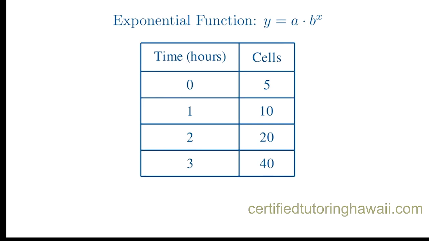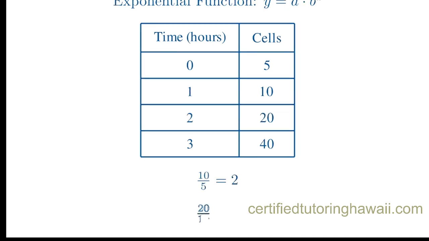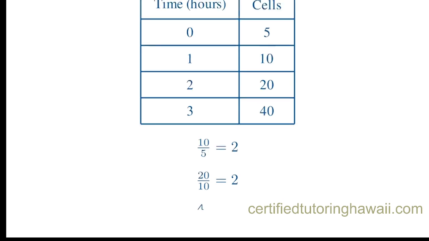To check for exponential growth, we calculate the ratios between consecutive outputs. The ratio of 10 to 5 is 2. The ratio of 20 to 10 is 2. And the ratio of 40 to 20 is also 2. Because this ratio, or growth factor, is constant, we know the data can be modeled by an exponential function. The growth factor, which we call b, is 2.